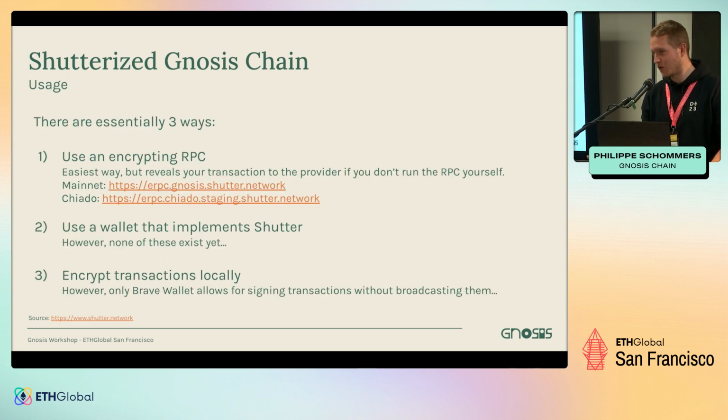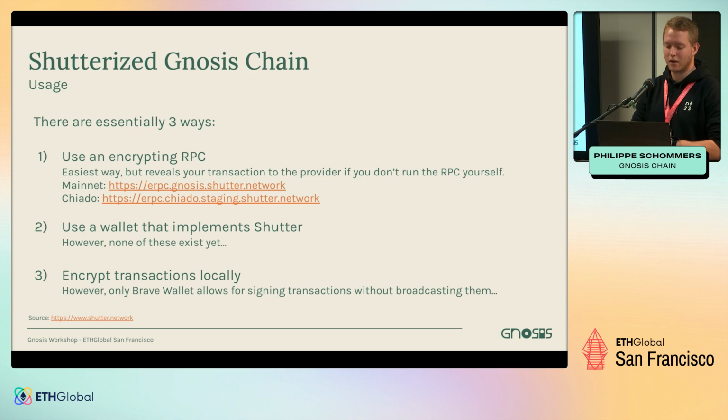So how can you use this? Actually, it was deployed in June, so you can already use it. And there are three main ways to use this. First, you can use the encrypting RPC server. This is suboptimal because you still reveal your clear text transactions to the RPC provider, kind of like you would for Flashbots or MEV Blocker. But the difference with those services is that for Shutter, that service is open source, so you can run it yourself, which is very important.